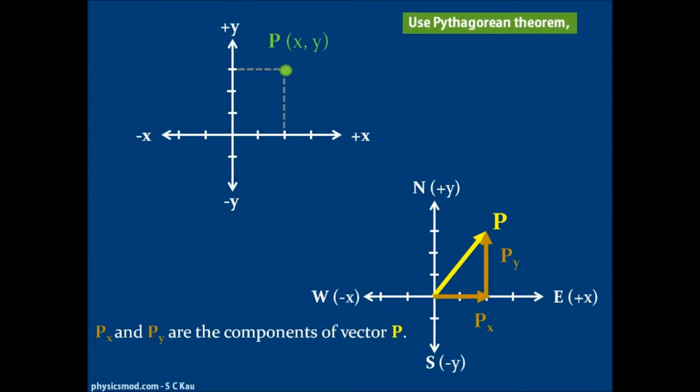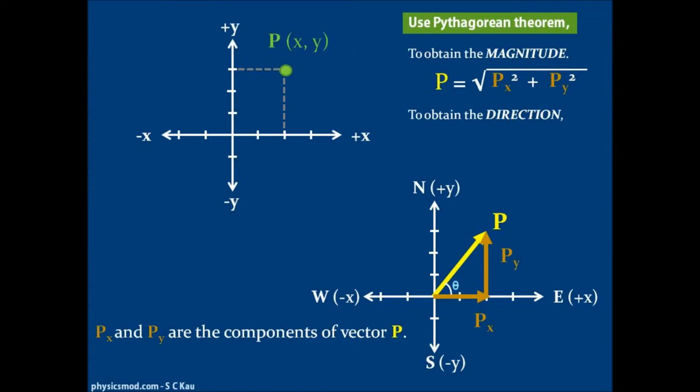If you observe, it's a right triangle, so you can use the Pythagorean theorem to solve for the magnitude of p. As for direction, use the trigonometric function tangent of theta equals the length of the opposite side divided by the length of the adjacent side.